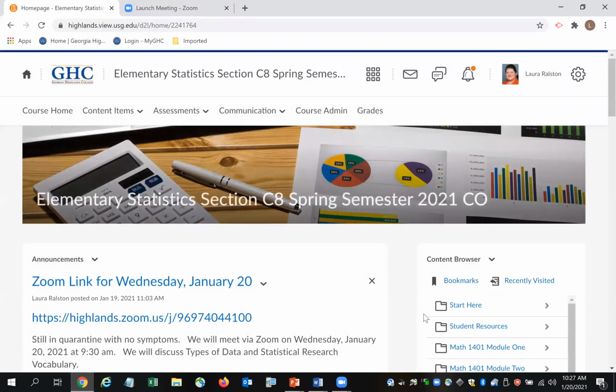But it's inside D2L. It's not letting me go over to D2L right now for some reason. Okay, there it is, thinking about it.